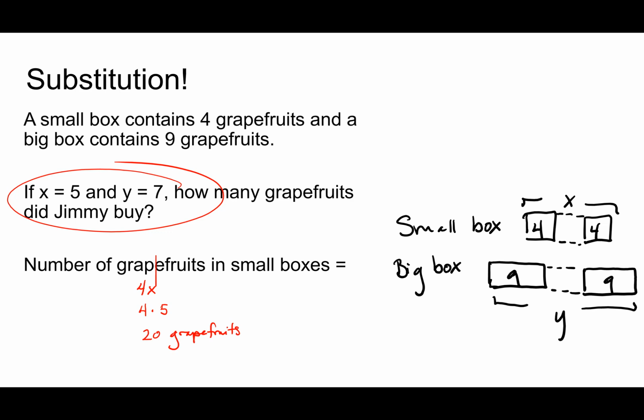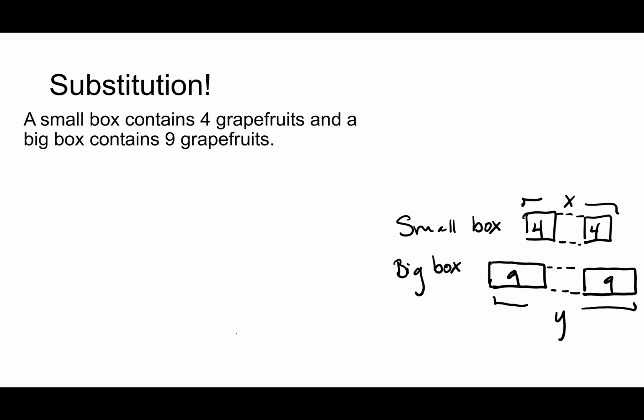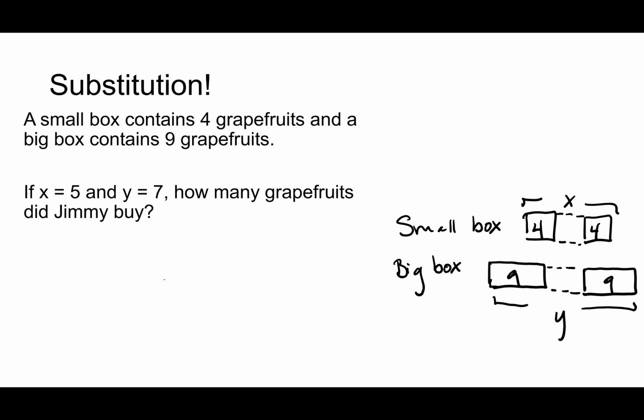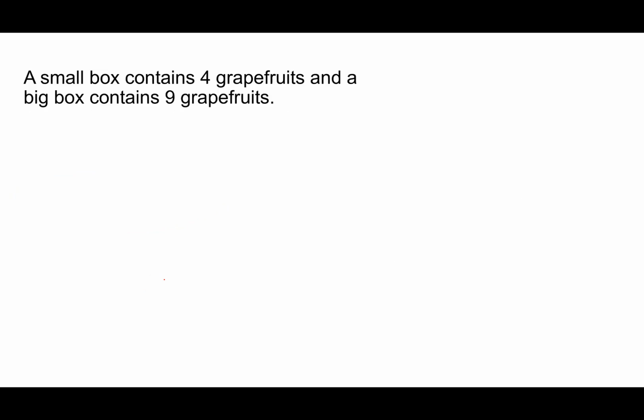Let's move on to the big boxes. Michael, eyes on me, please. Thank you. All right, a small box contains 4 grapefruits and a large big box contains 9. All right, X equals 5, Y equals 7.